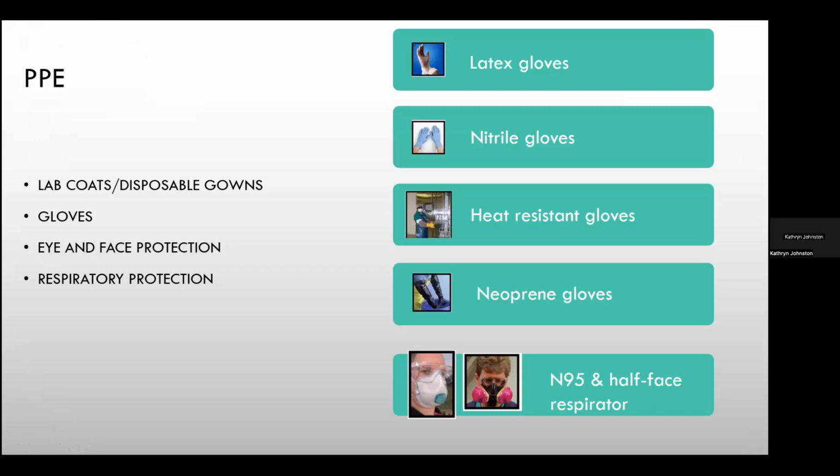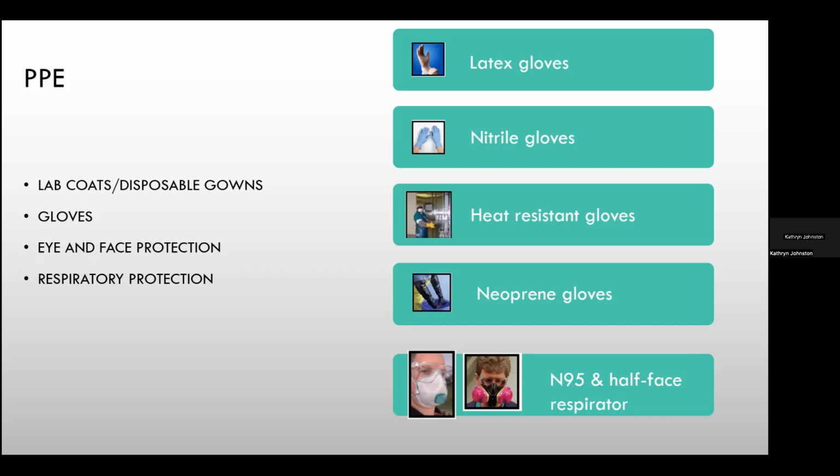So let's talk about some of the PPEs that we see in the laboratory. So lab coats or disposable gowns. You should always wear a clean, buttoned, zipped, or snapped lab coat or disposable gown open to the back when working with hazardous materials.